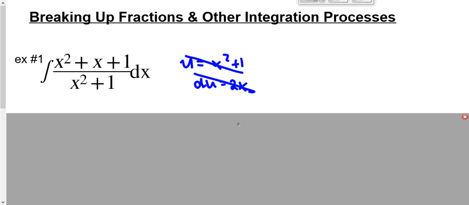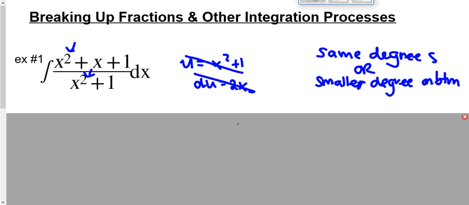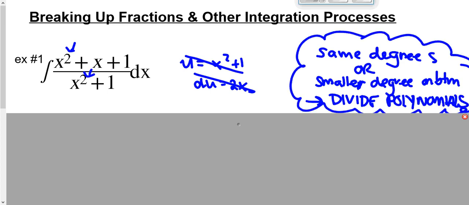If you have the same degrees, and when we talk about degrees, we're talking about our exponents. So the highest exponent tells you the degree. Or you have a smaller degree on the bottom, then what you're going to have to do is divide the polynomials. So this is really important, and we're going to be talking about how to divide them.